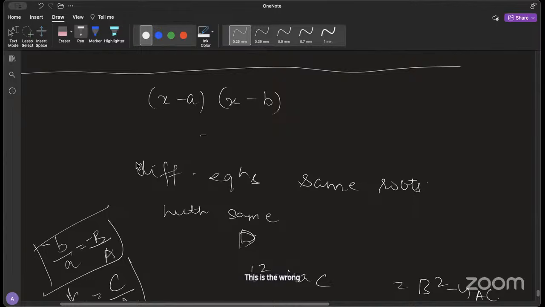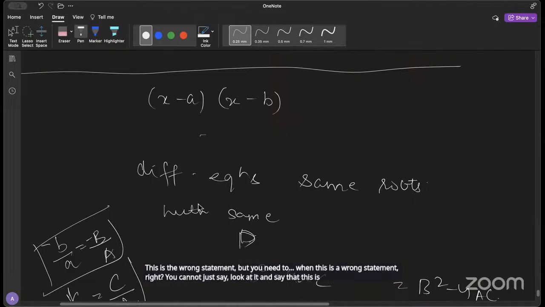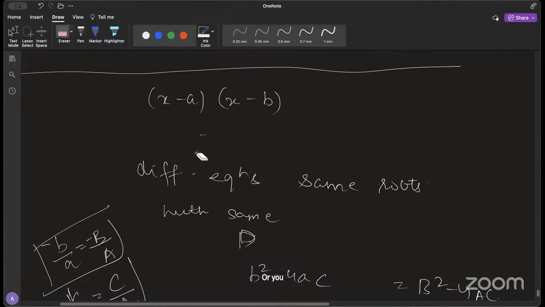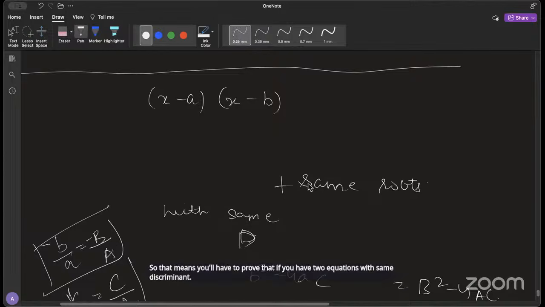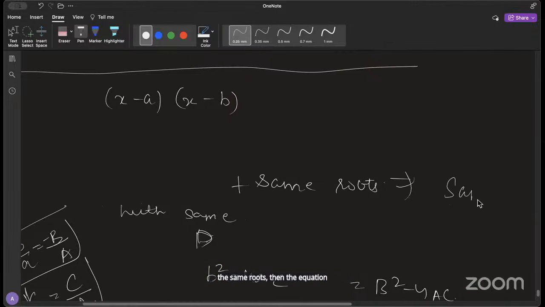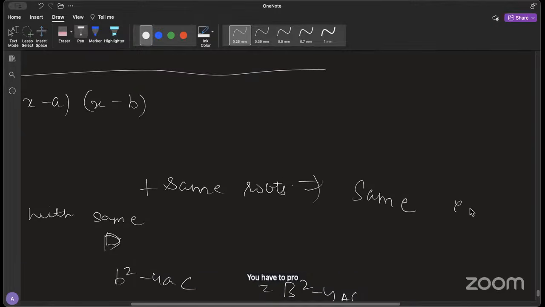This is a wrong statement, but when this is a wrong statement, you cannot just look at it and say that this is a wrong statement. Either you need to find an example to prove that it's right, or you'll have to prove that it's wrong. So that's why we're trying to find a proof that can prove that this statement is incorrect, right? Are you getting my point? So that means you'll have to prove that if you have two equations with the same discriminant plus same roots, then the equation needs to be the same. You have to prove this. Same equations.